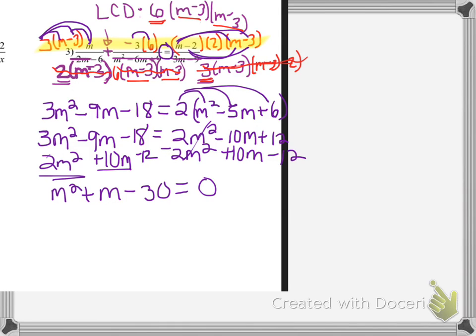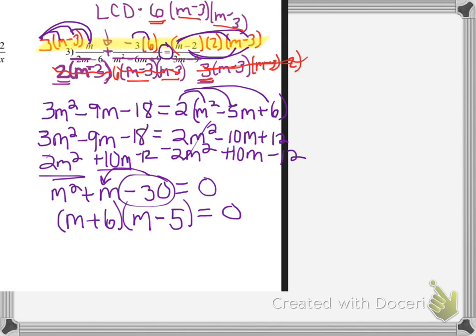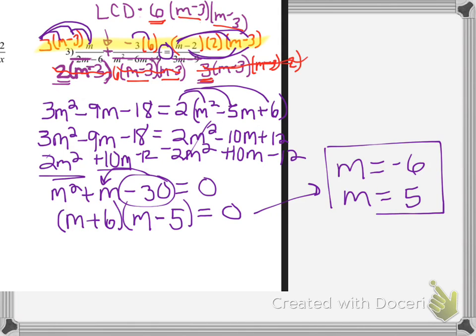We're almost done. We still have to solve this. Because this is a quadratic with the squared, I need to factor. So what multiplies to negative 30 and adds to 1? It's going to be m plus 6, m minus 5. Still equals 0. So finally, my two solutions, m equals negative 6, m equals 5. And we're done.